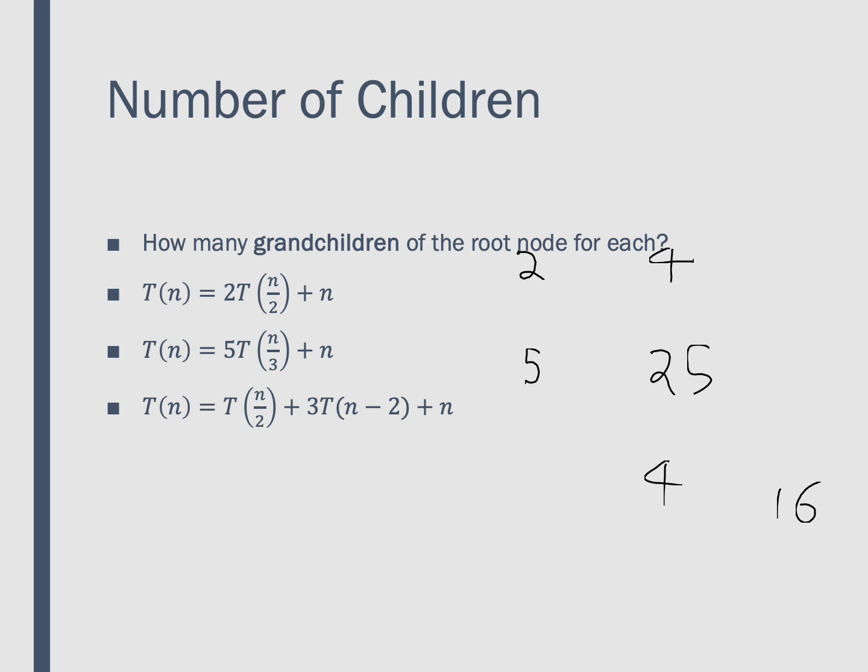And then for the third one, this is more complex, with one branch focusing on a halved input n by 2 and 3 other branches working on smaller subproblems of size n minus 2. So the tree structure will be uneven, and it will have 4 more recursive calls, resulting in 4 times 4, 16 grandchildren. And of the previous ones, the first one has 4 grandchildren and the second one has 25 grandchildren.